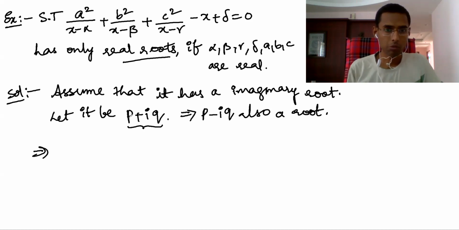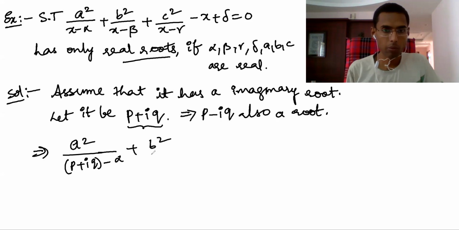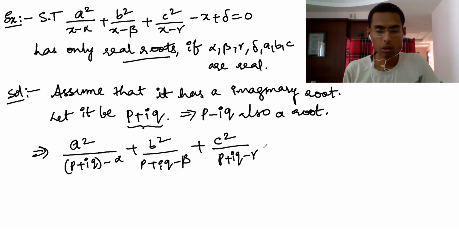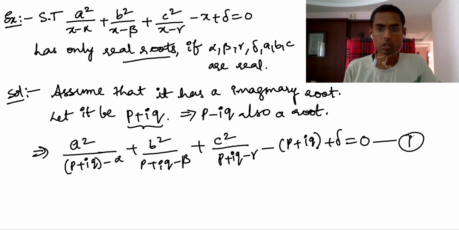Substituting this: a square by p plus iq minus alpha plus b square by p plus iq minus beta plus c square by p plus iq minus gamma minus p plus iq plus delta equals 0. This is equation 1. Now let's take the other one. What is the other one? If you take p minus iq, then it also should satisfy.